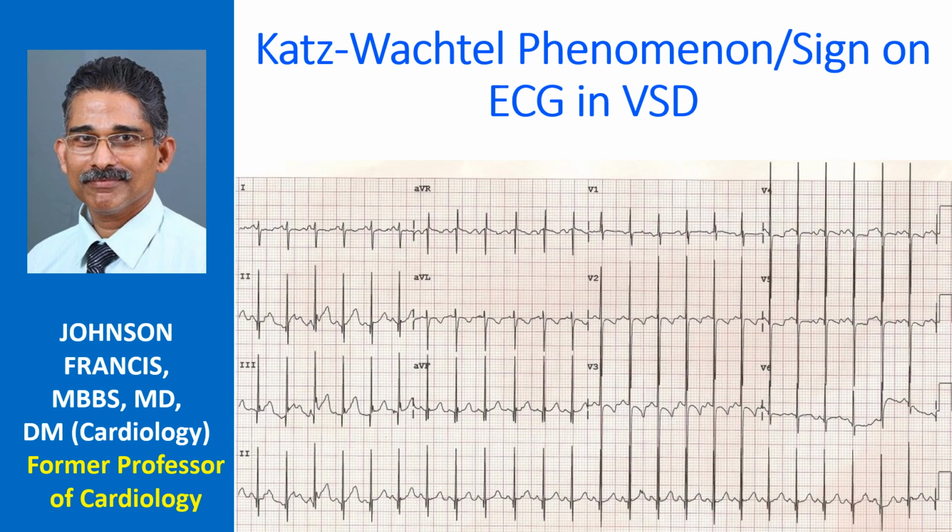Katz-Wachtel phenomenon sign is tall diphasic RS complexes at least 50 mm in height in leads V2, V3 or V4, that is, the mid-precordial leads. The original description by Katz and Wachtel was published in 1937.